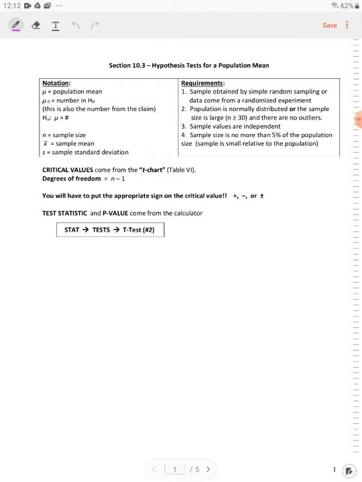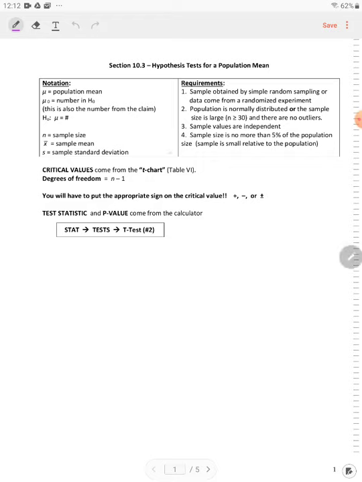Now there are four requirements. The sample obtained must be a simple random sampling or data from a randomized experiment. The population is normally distributed on the sample, or the sample size is large, n is greater than or equal to 30, and there are no outliers. Sample values are independent, and the sample size is no more than 5% of the population. So compared to the population, we have a small sample.